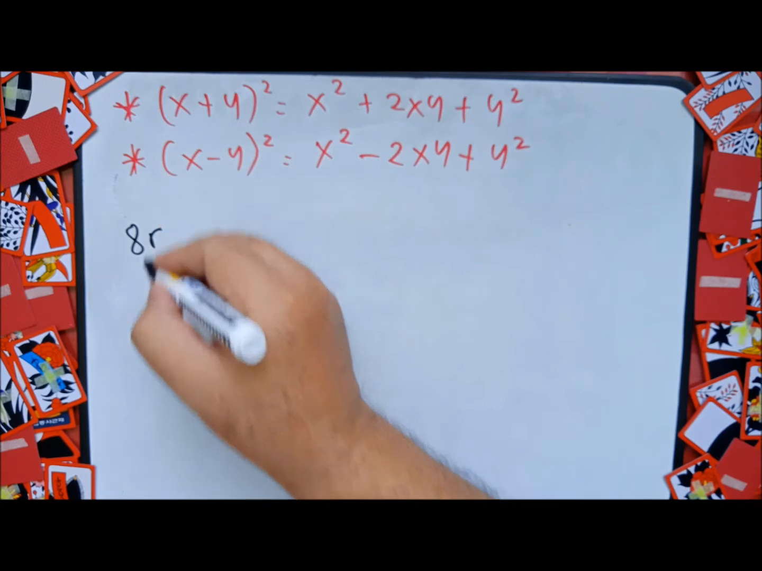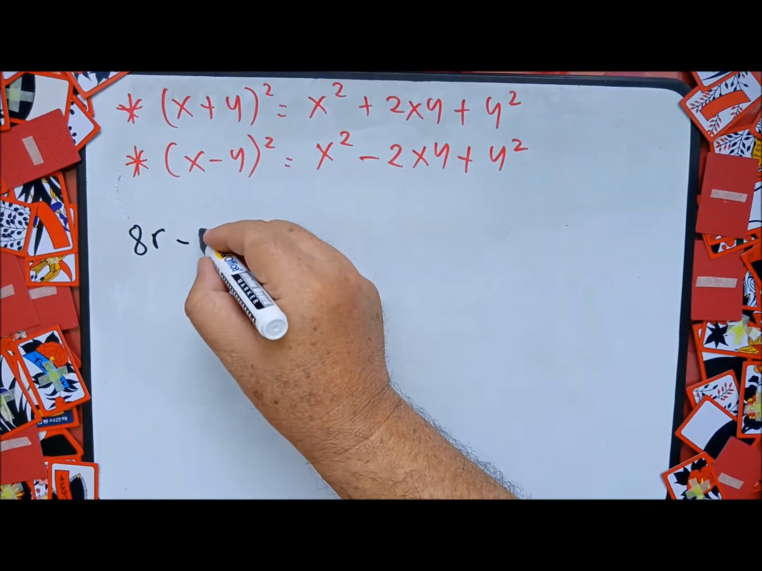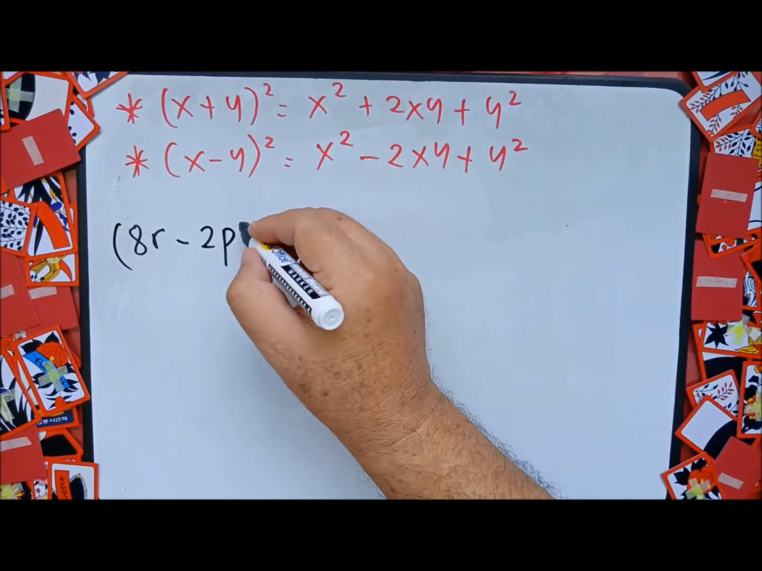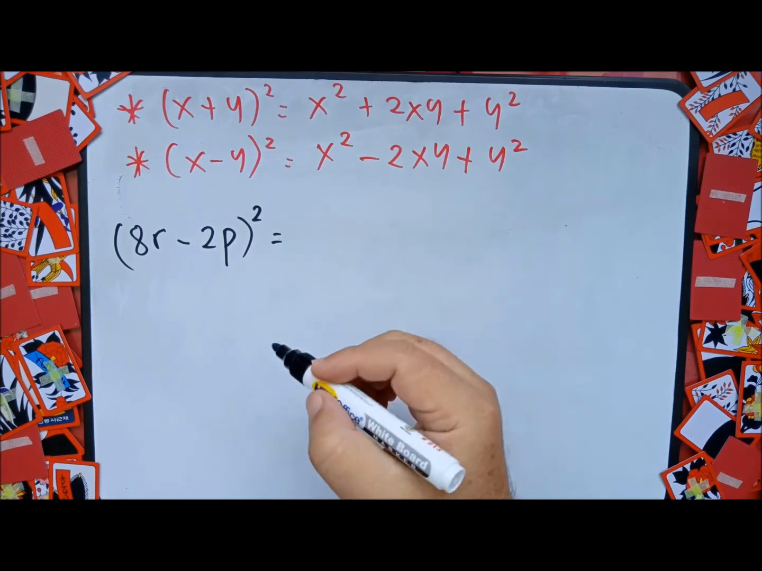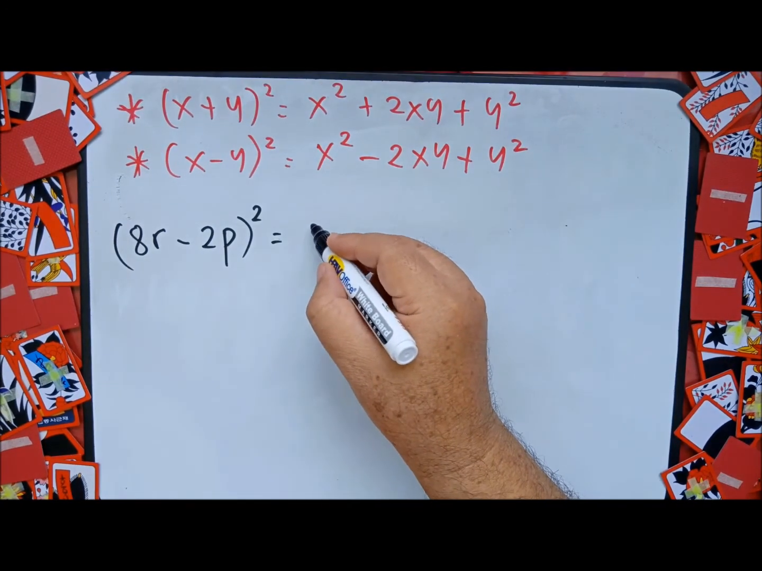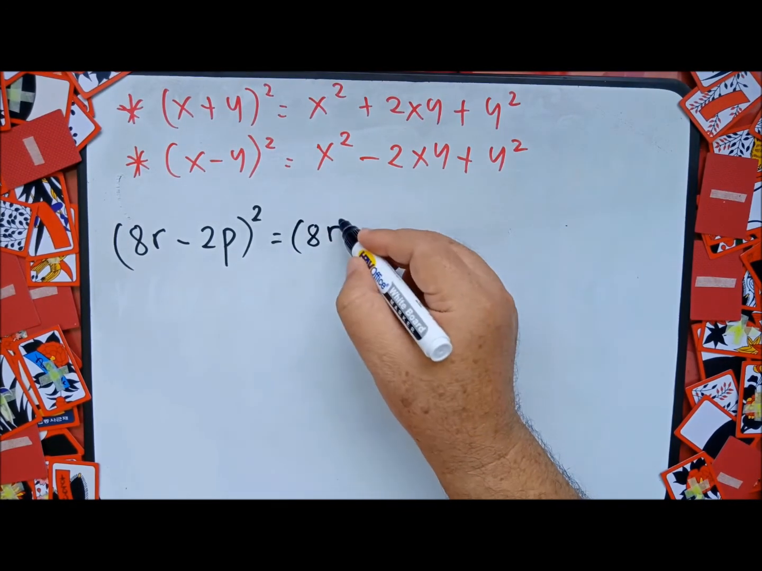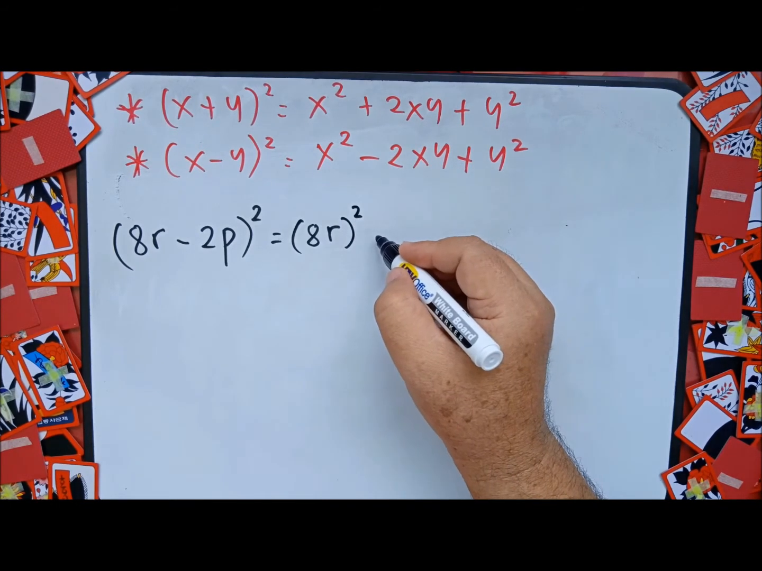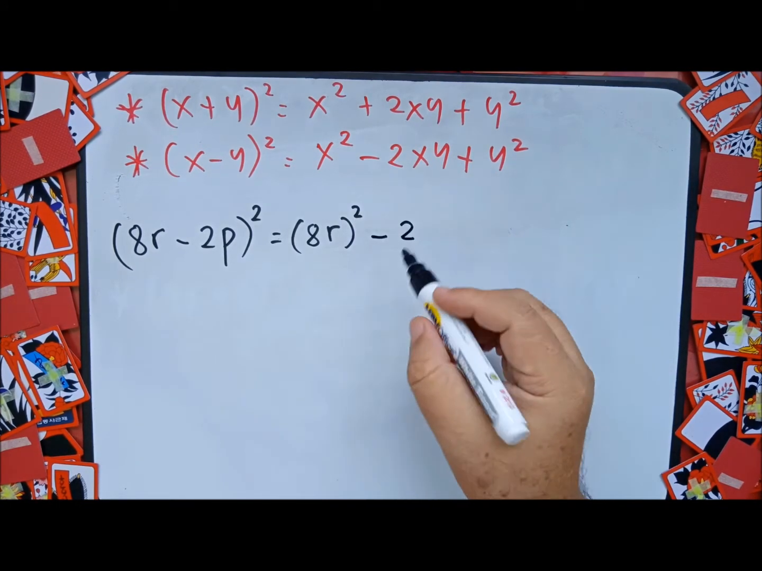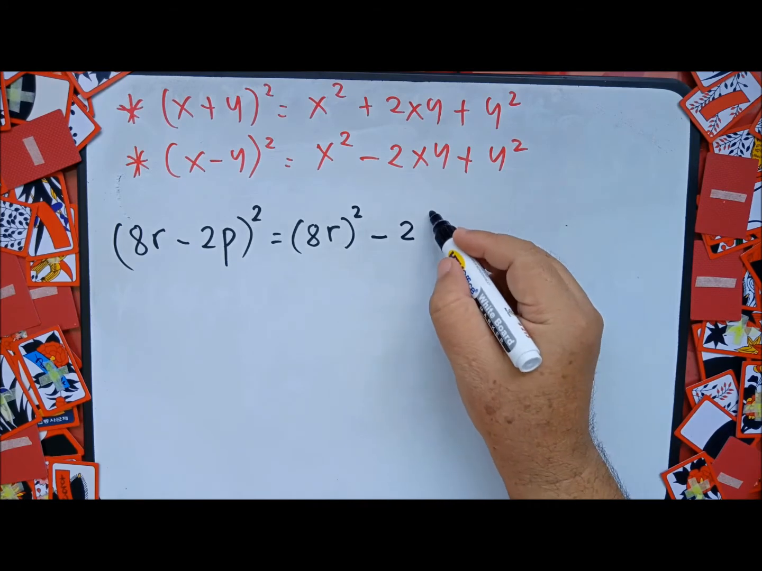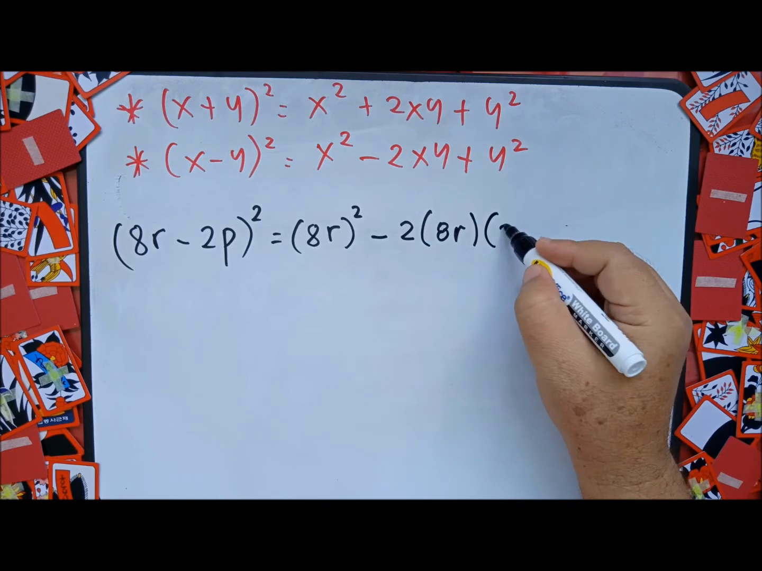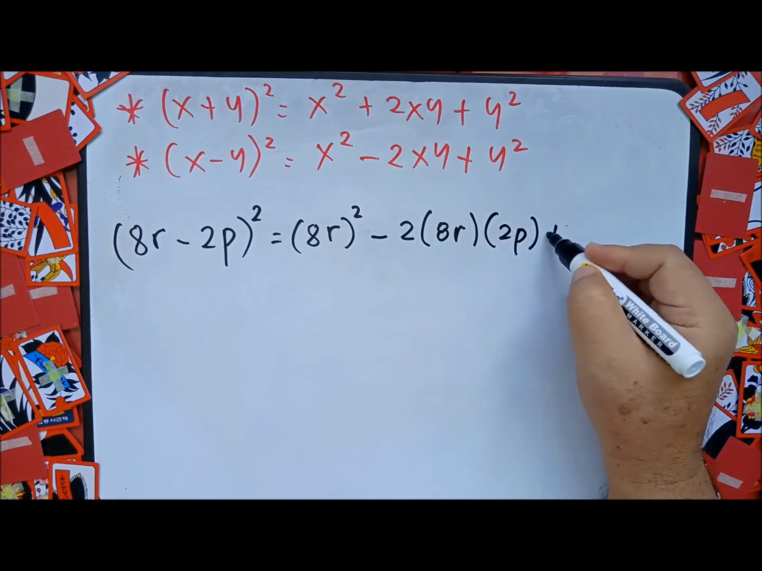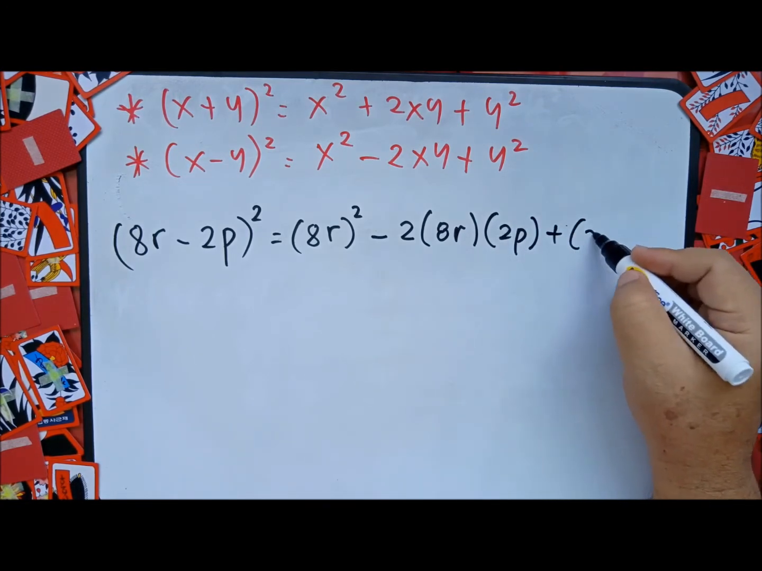8r minus 2p, squared. Okay, now we have to substitute on the pattern. What is our x? 8r. Negative, this is a constant. What is your x again? 8r. What is your y? 2p.